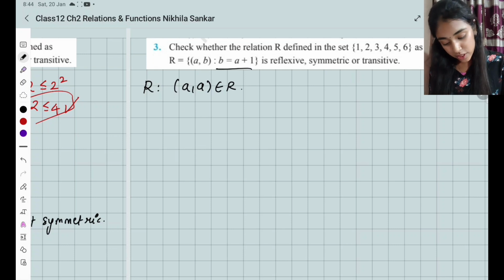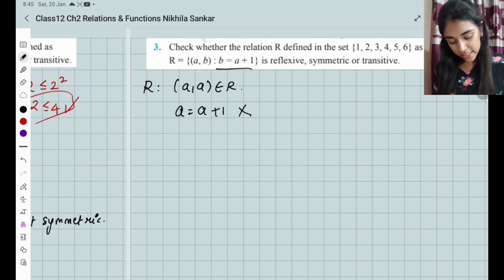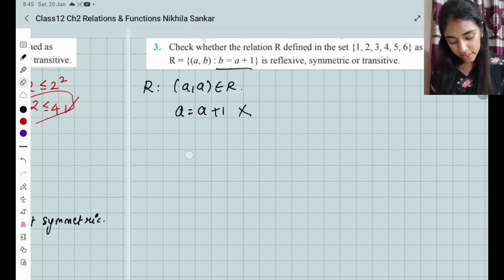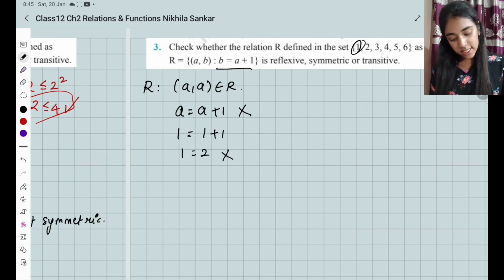But what is the relation here? You have a equals a plus 1. This is false. Correct? Now if this number is 0, you have 0 plus 1. You cannot have 0 equals 1. Correct? No, we don't need to take 0 here. Where does the a value start? It starts from 1. So let's take 1. Okay, correct? Here there is 1. So you have 1 equals 1 plus 1, 1 equals 2. This is not true. So it is not reflexive.